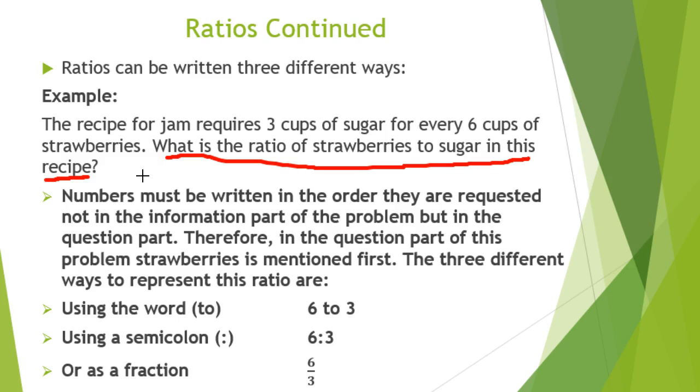The three different ways to represent this ratio are using the word to, 6 to 3, using a colon, 6:3, or as a fraction, 6/3. Because if you look back in the informational part, it shows us that strawberries was 6 cups, and for the sugar, it was 3 cups.